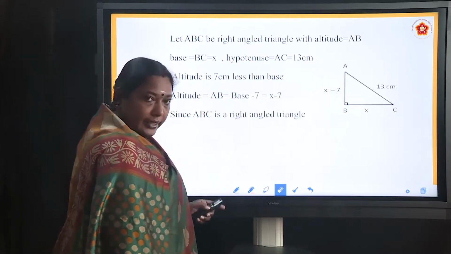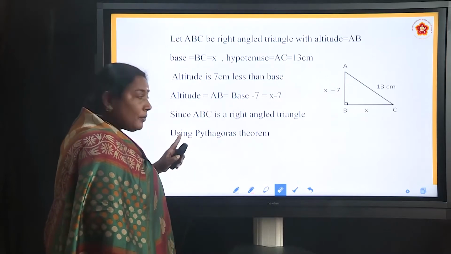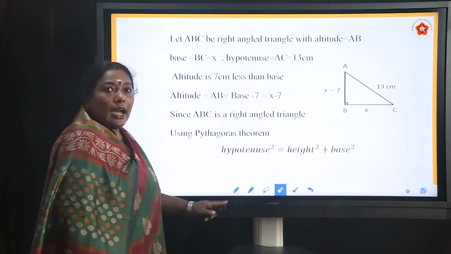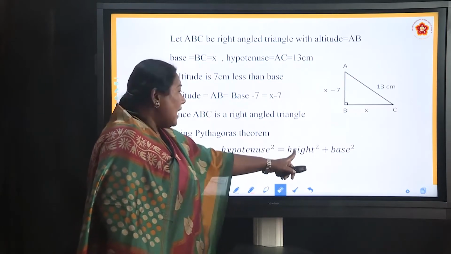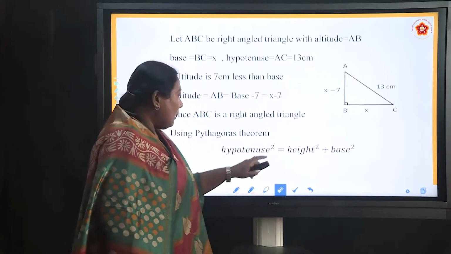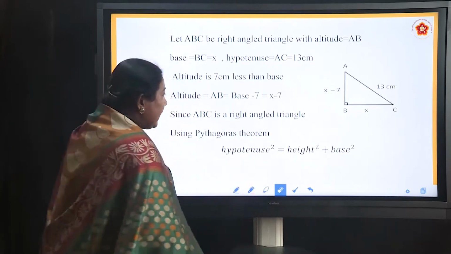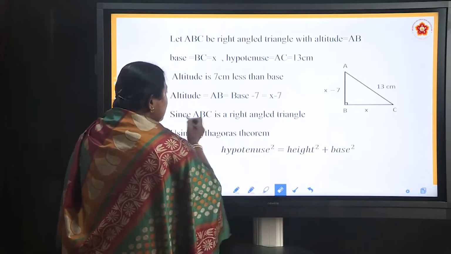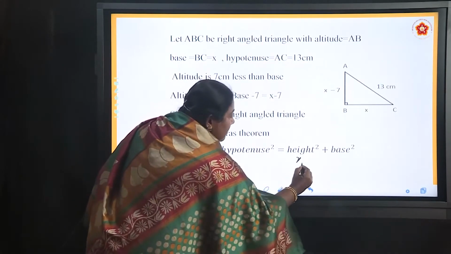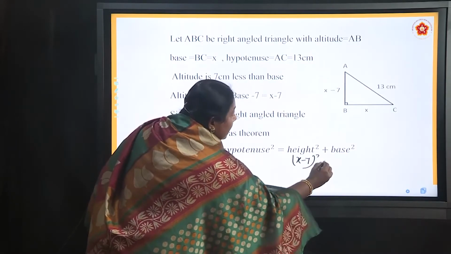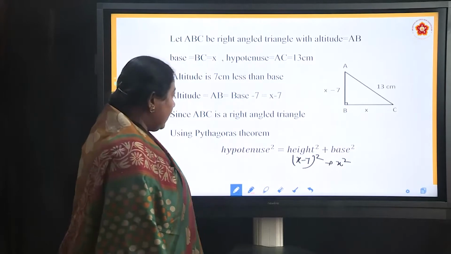Since ABC is a right angled triangle, we are going to use the Pythagoras theorem. What is the Pythagoras theorem? Hypotenuse square is equal to sum of the square of the other two sides. Here what are the other two sides? Height and base. So hypotenuse square is equal to height square plus base square. Here height is none other than altitude. So altitude means x minus 7 the whole square plus x square. This is what our equation is.